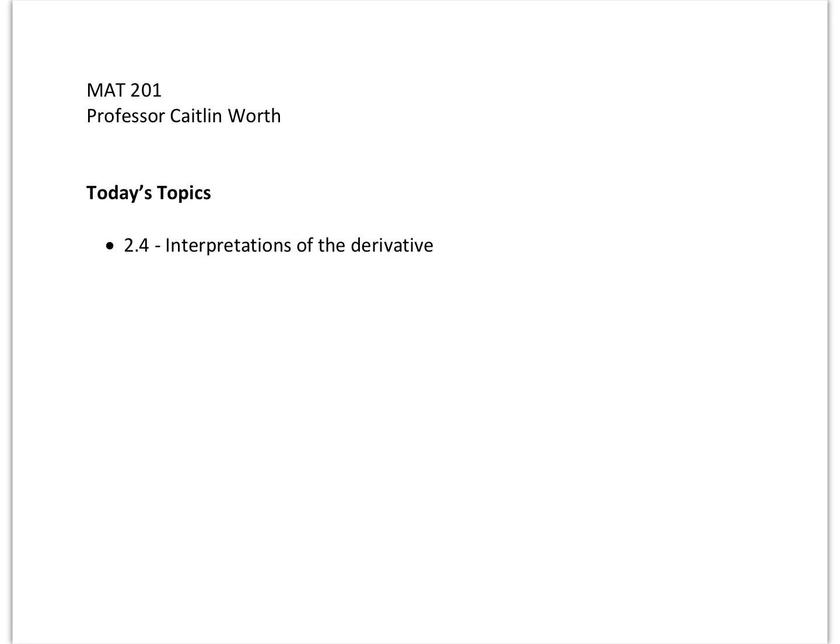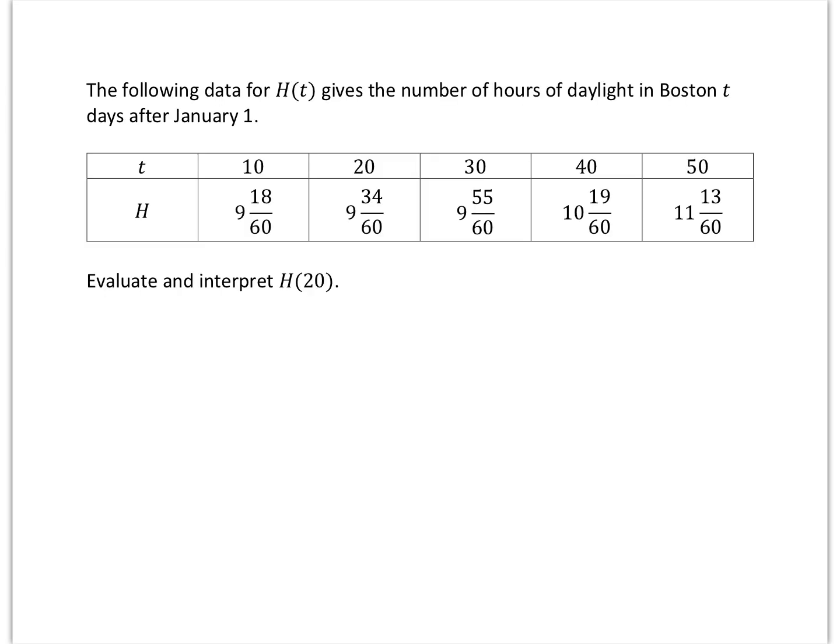Welcome to Math 201, Lesson 2.4 on Interpretations of the Derivative. The following data for h of t gives the number of hours of daylight in Boston, t days after January 1st. Evaluate and interpret h of 20.